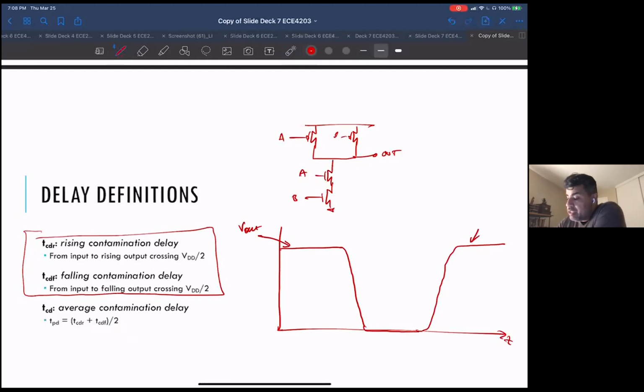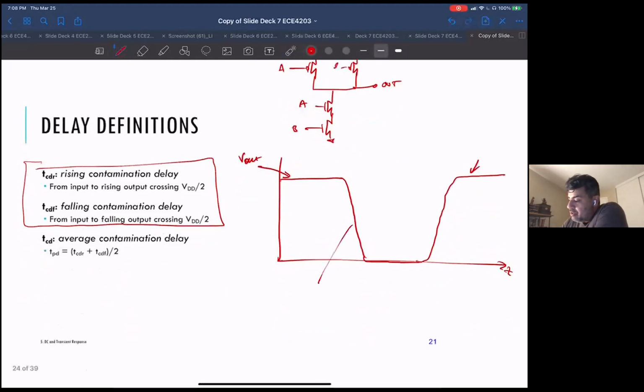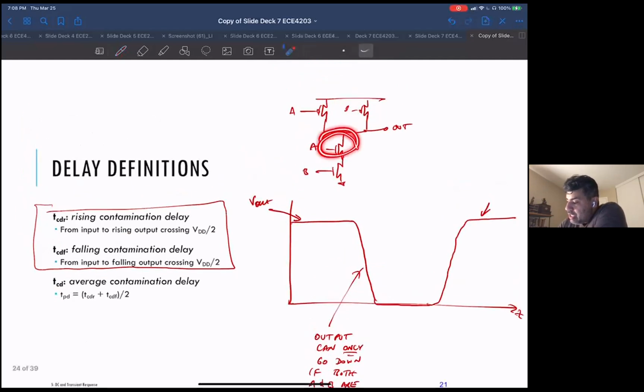Okay, now let's say this is the case. Now there's a bunch of different ways. There's only one way the output can go down, right? Output can only go down if both A and B are at VDD, right? Both these guys need to be on for the output to go low, okay? But there's more than one way for the output to go high, okay?